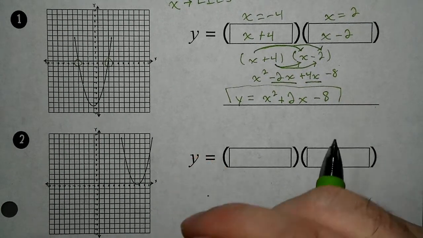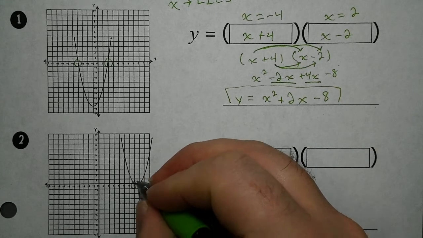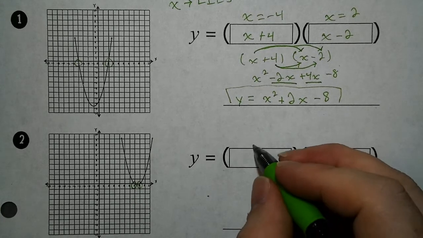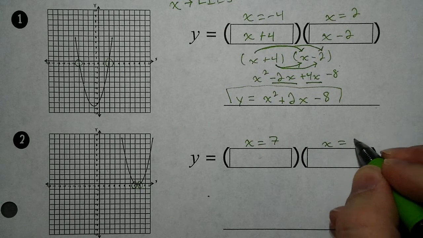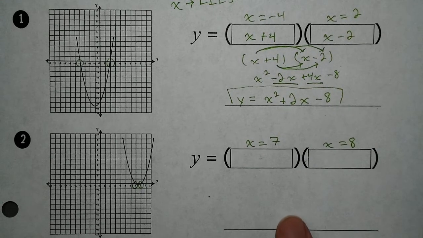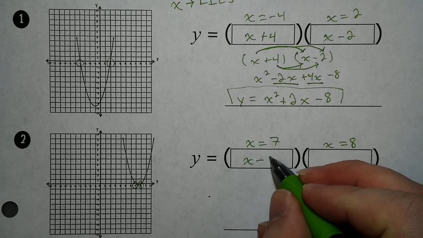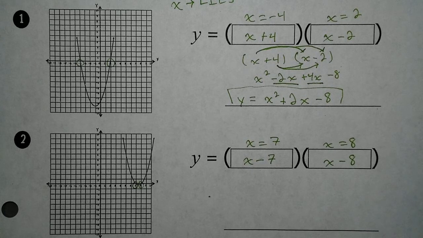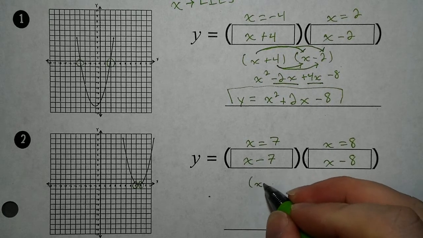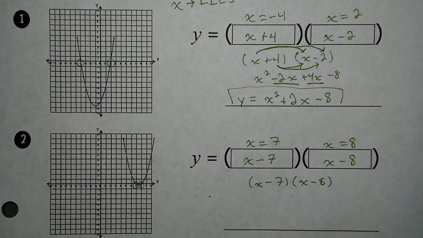Let's look at number 2. Now, on number 2, it crossed at two spots, crossed at positive 7 and positive 8. So, x equals 7, x equals 8. Now remember, x lies. So, the first factor is x minus 7, the next factor is x minus 8. Now that we have our factors, we can multiply it out. x minus 7, x minus 8.